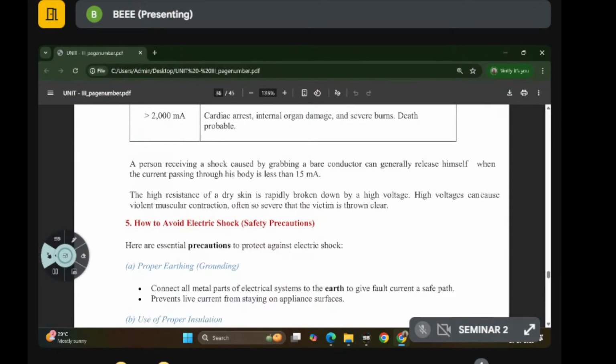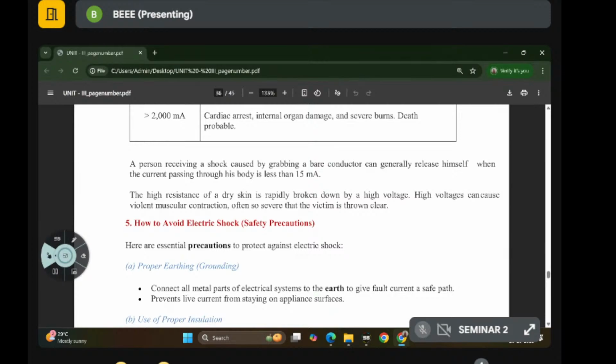How to avoid electric shock? Tell me now. If you are accidentally touching the live conductor, how can you avoid this shock? There may be an insulator between the ground and the human body, meaning shoes or slippers. You have to use an insulator in between the human body and the ground. That is the only thing which avoids the cause of shock.